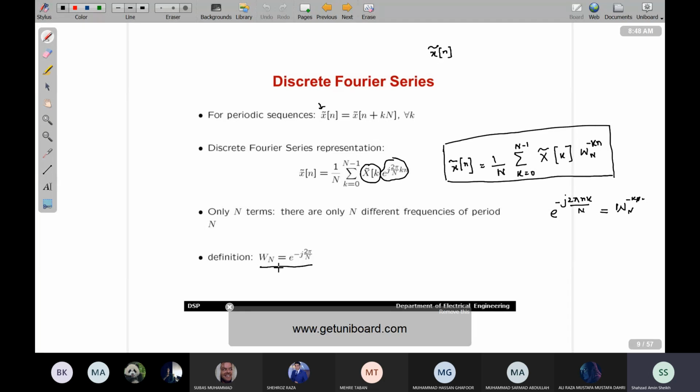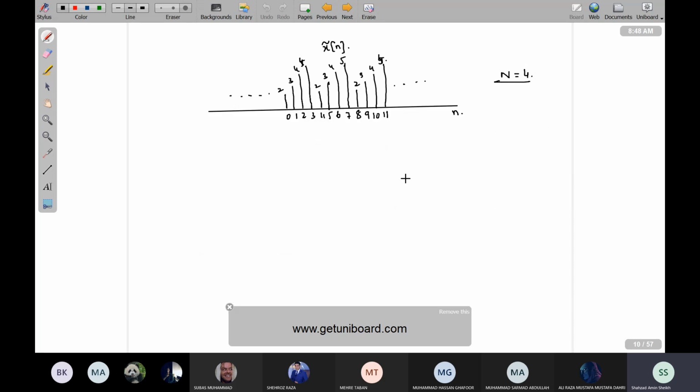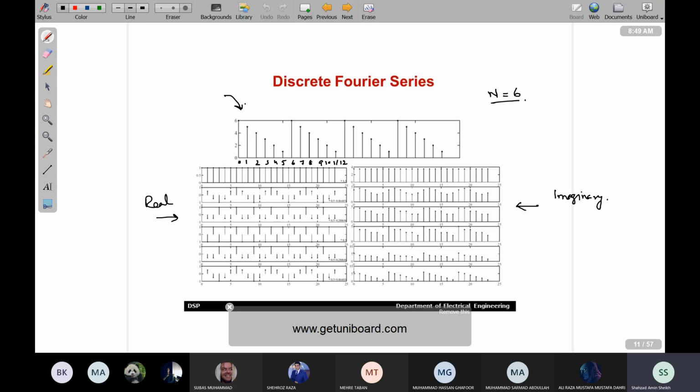And then we introduced a notation W_N is equal to exponential minus j 2 pi over N, and that is being used to simplify the expressions जो कि हमारे सामने इस वक्त मौजूद हैं या फिर आगे अगले chapters में आने वाले हैं. So that's an example of the periodic sequence. So 0 1 2 3 indices पे आपके पास 2 3 4 5 जो है samples मौजूद है, and then ये 2 3 4 5 sample values जो हैं ये repeat कर रही हैं और ये repeat करती चली जा रही हैं. So for N is equal to 4, this is a periodic sequence.